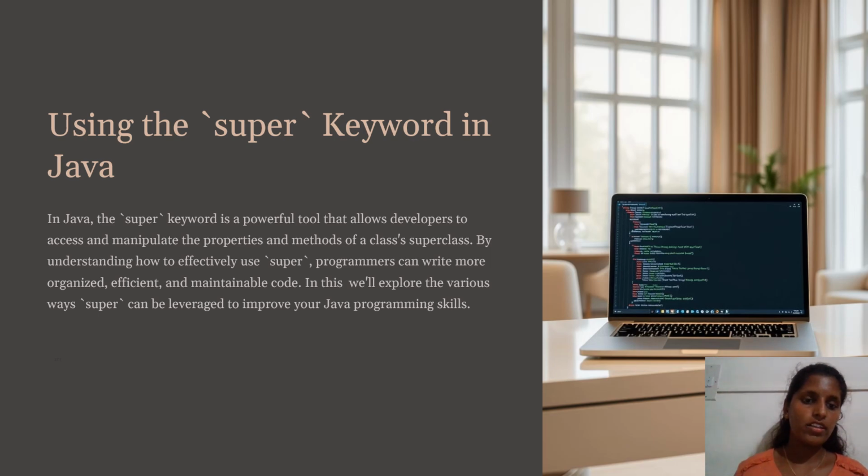In Java, the super keyword is a powerful tool that allows developers to access and manipulate the properties and methods of a class's superclass. By understanding how to effectively use super, programmers can write more organized, efficient, and maintainable code. In this, we will explore the various ways super can be leveraged to improve your Java programming skills.